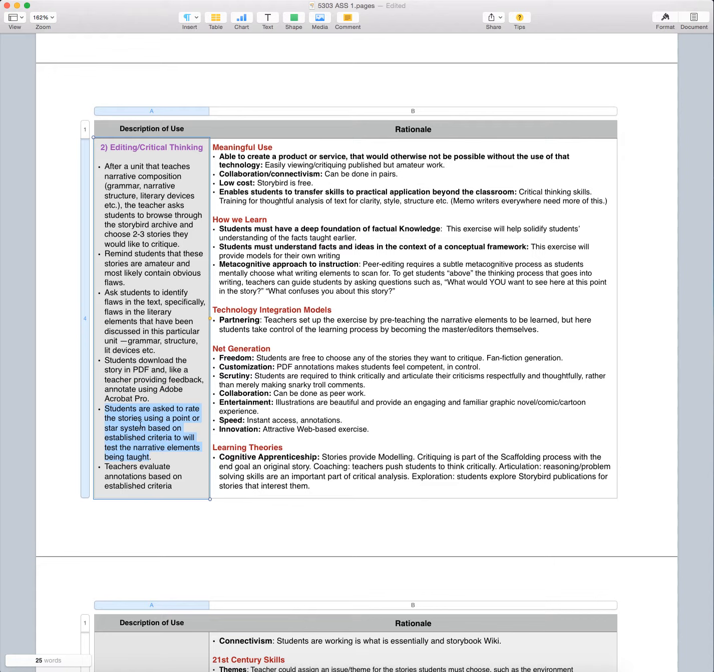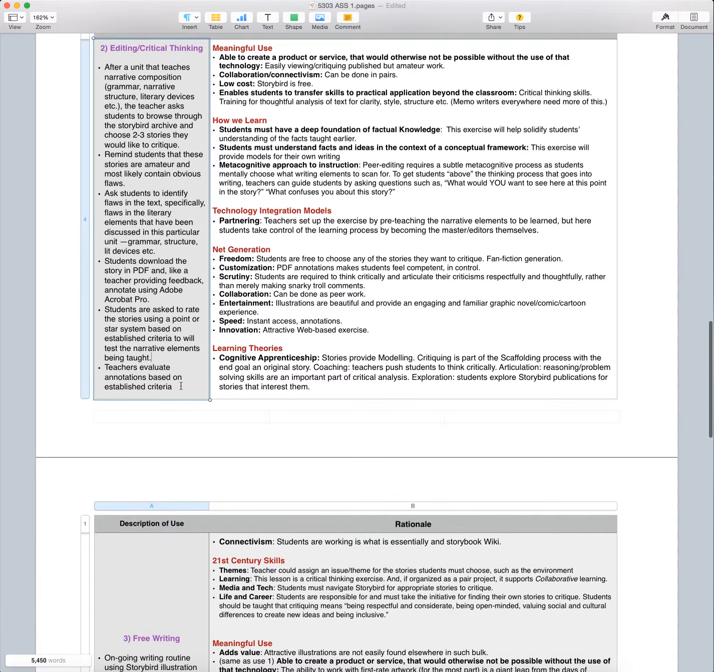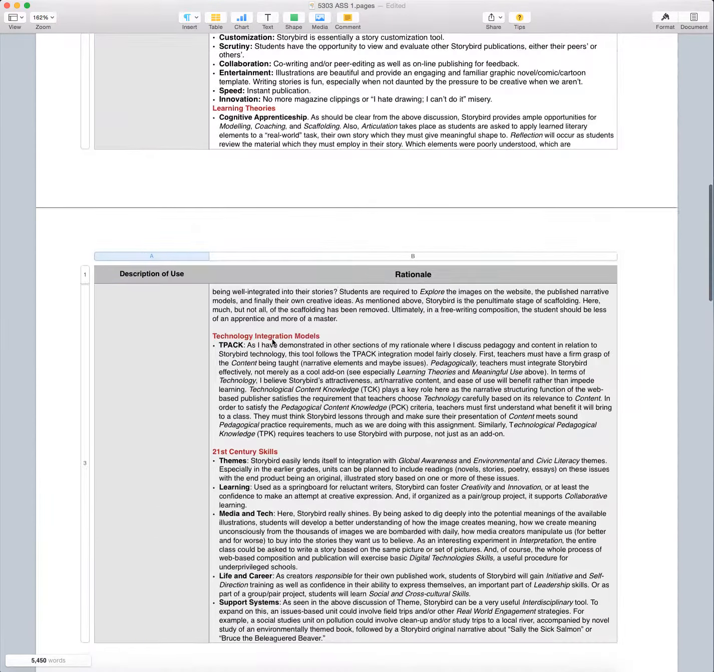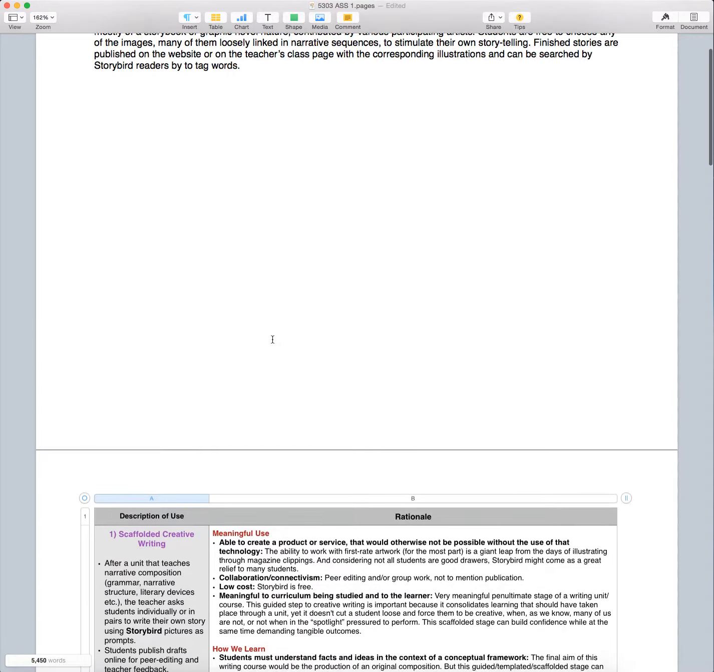Students are asked to rate the stories using a point or star system based on established criteria, and to test the narrative elements being taught. And finally, teachers evaluate the annotations. Teachers can say, well, these are thoughtful comments. These are not thoughtful comments. You should go a bit deeper here. Go a bit deeper there. So those are the 3 ways you could use Storybird.